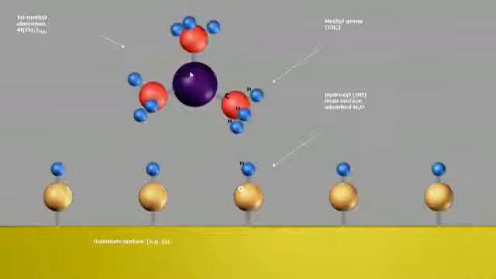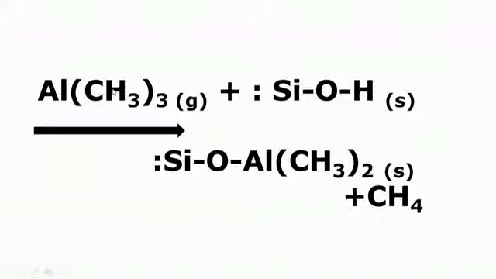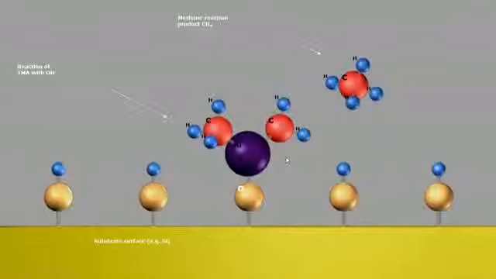Here is the silicon substrate surface with the SiOH bonds. These are the hydroxyl groups, and this is the methyl group. This is the reaction taking place between the trimethyl aluminium and the wafer substrate. A hydrogen detaches itself from the OH and attaches itself to the methyl group, giving rise to methane, and the aluminium attaches itself to the oxygen.